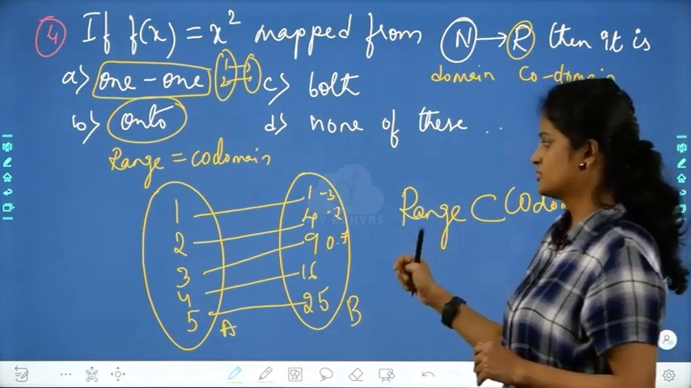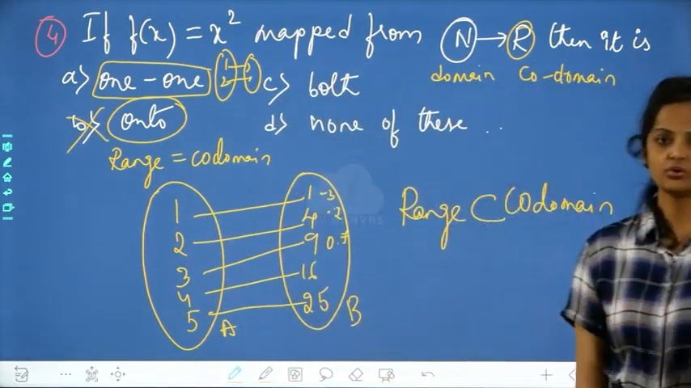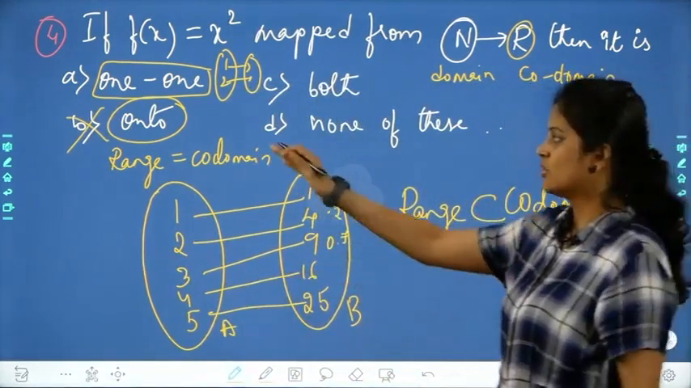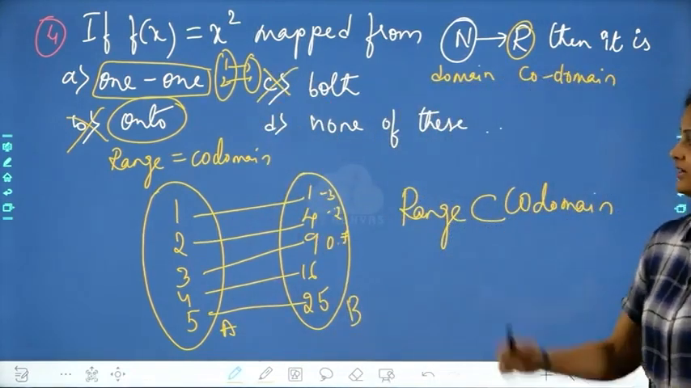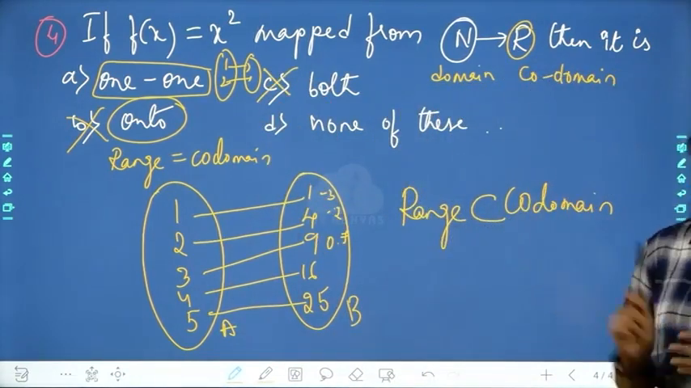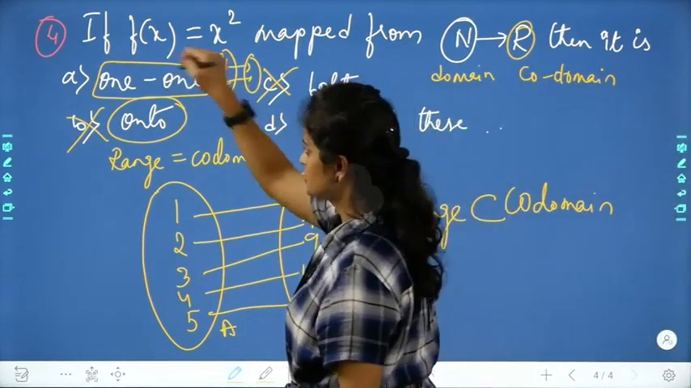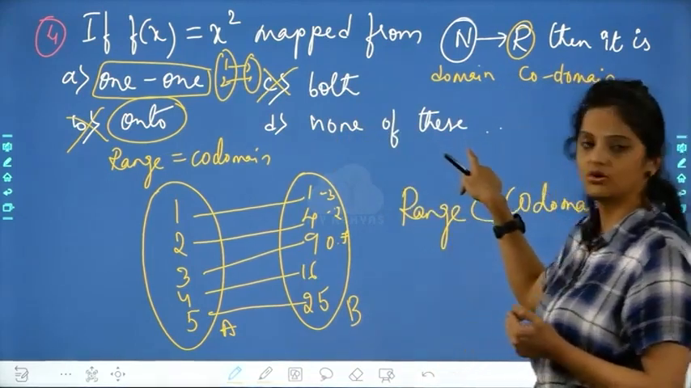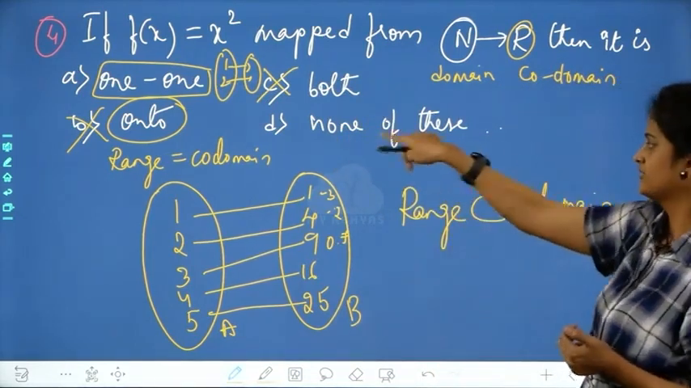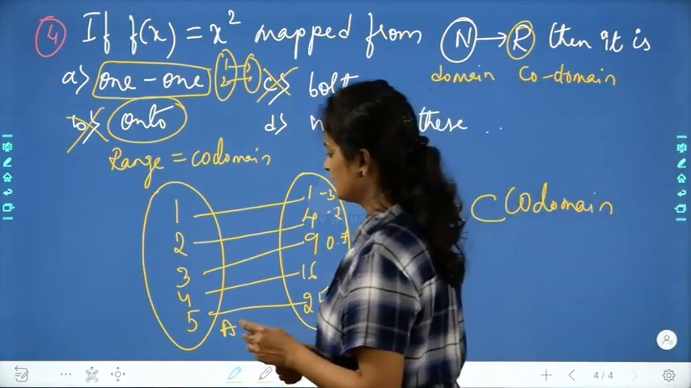When it is a subset of codomain, then it won't be onto. Rule out the option. When it is not onto, it can't be both. Right? When it is not onto, it can't be both. Agreed? Now the question is of these two. If it is one-one, then it won't be none of this. If it is not one-one, then it will be none of this. Agreed? Now check for one-one.